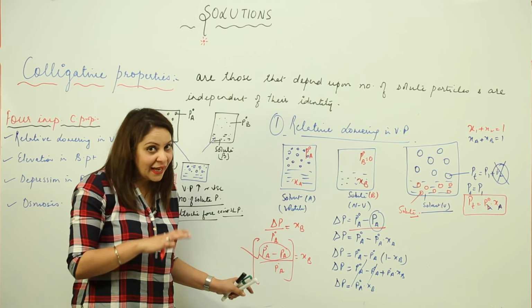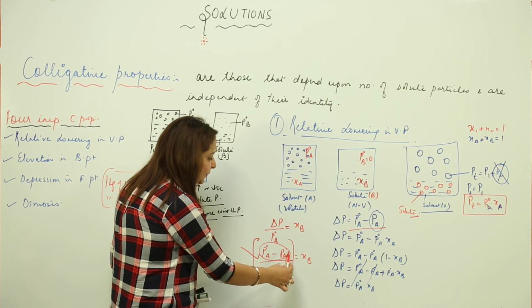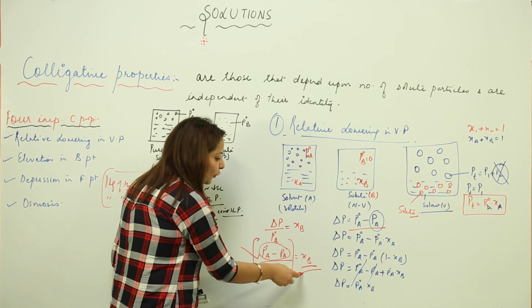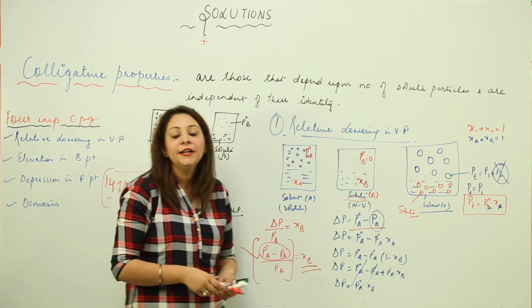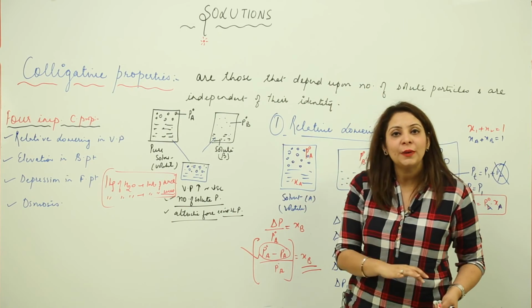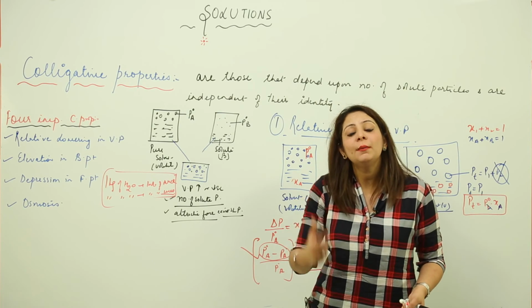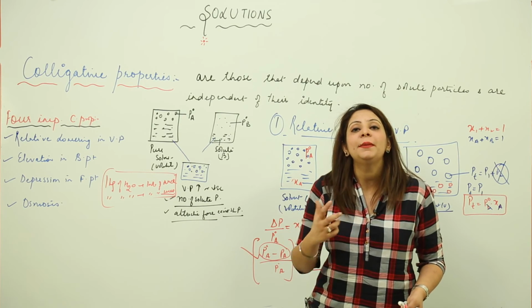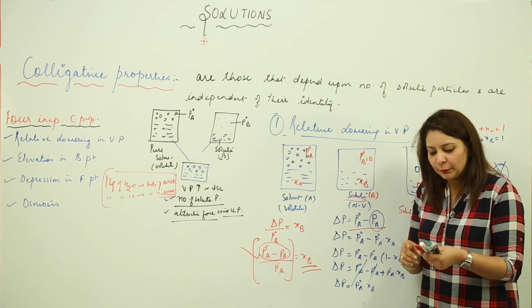Is it proved? Yes, it is proved, because the relative lowering in vapor pressure is equal to the mole fraction of B, that is our solute. And as I told you, colligative properties are those which depend upon the number of solute particles. So it depends upon the mole fraction, that means the number of moles of the solute, and is independent of its identity. So this is the relative lowering in vapor pressure.